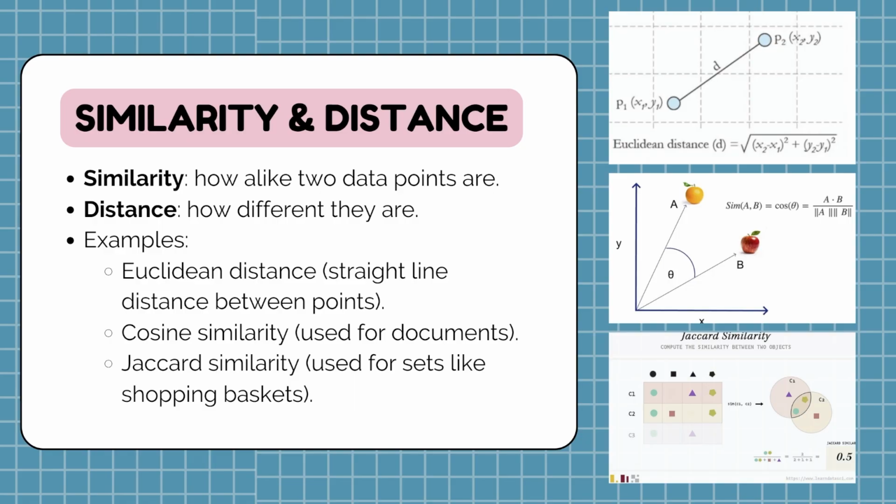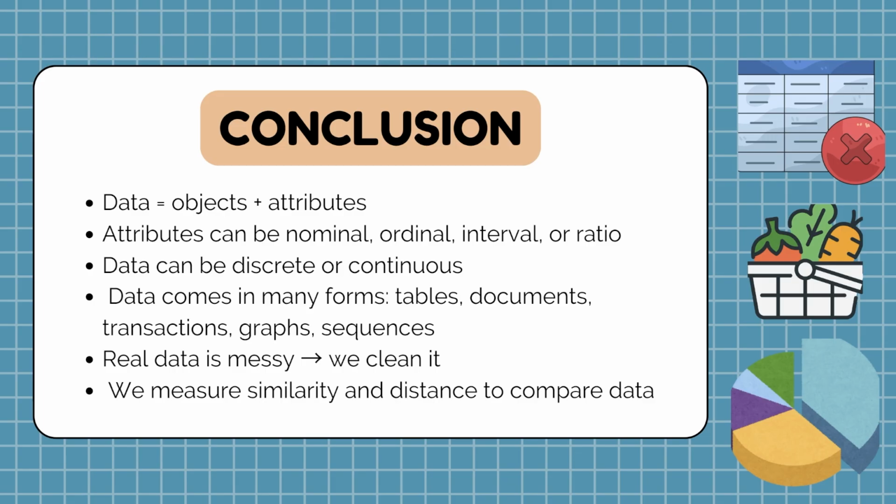Jaccard similarity is used for sets, like a shopping basket. If two customers often buy the same items, their Jaccard similarity would be high. These measures are the backbone of clustering, classification, and data mining tasks. Now, in conclusion, data is made of objects and attributes. Attributes can be nominal, ordinal, interval, or ratio. Data can be discrete or continuous. We deal with many different types of data sets, from tables to documents, transactions, and graphs.